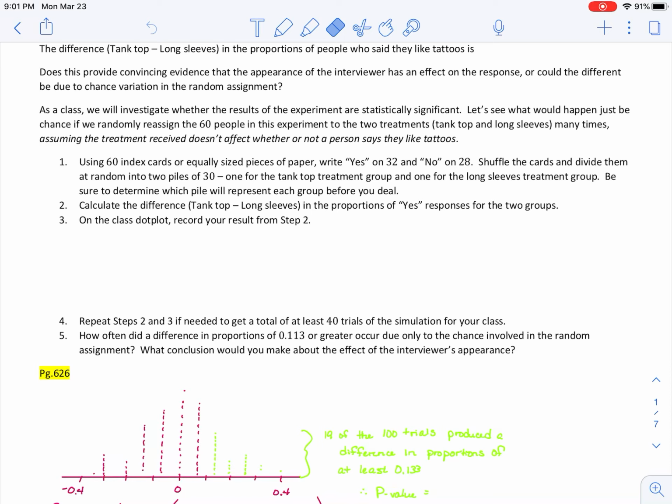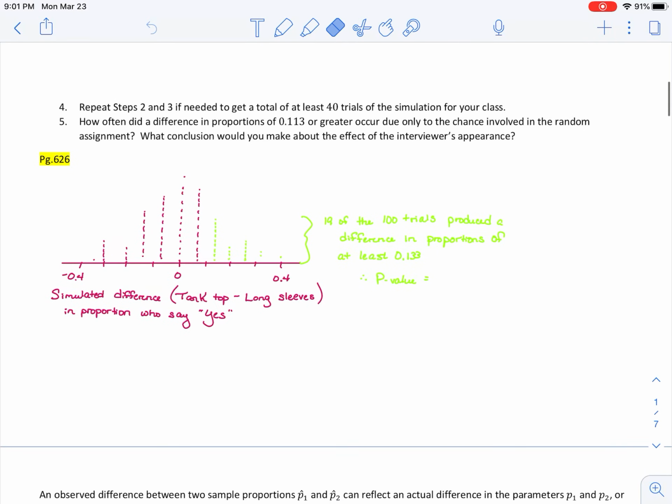There's a write-up on here for how to do this with simulation. We're not going to go through that. If we were in class, I would have made you do it. But this is a possible dot plot from a simulation. This is 100 trials simulated, looking for the difference in the proportion of tank top versus long sleeve of people who said yes.